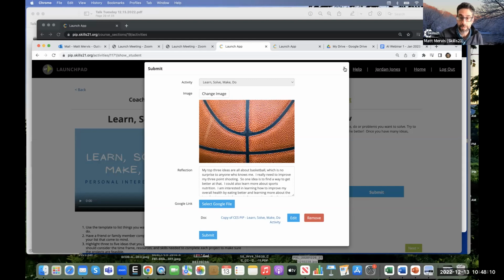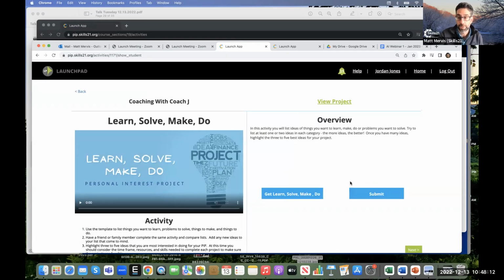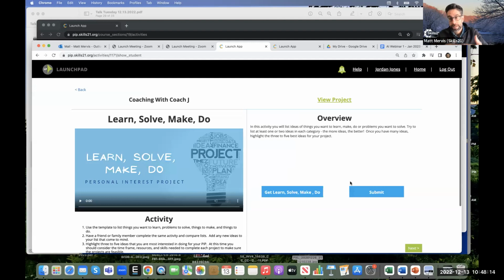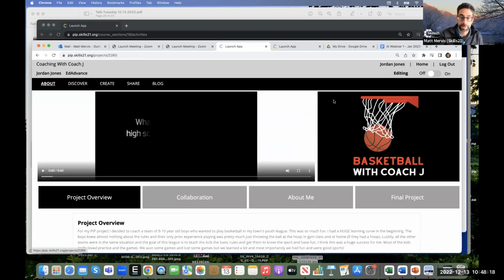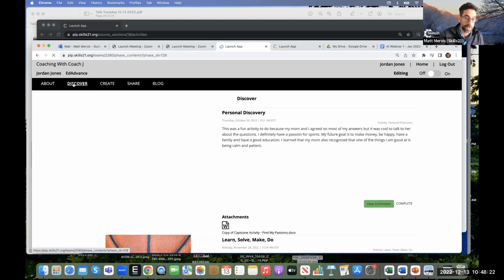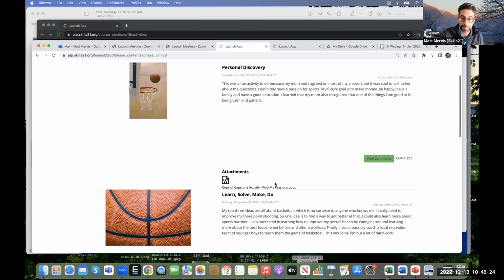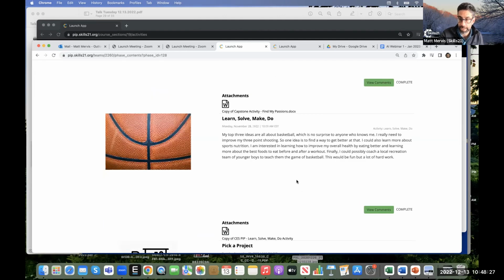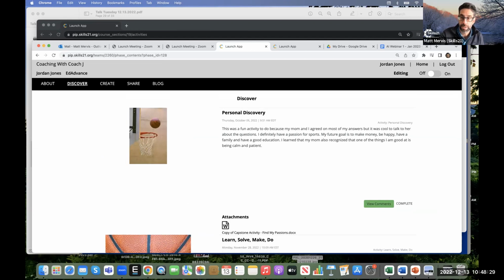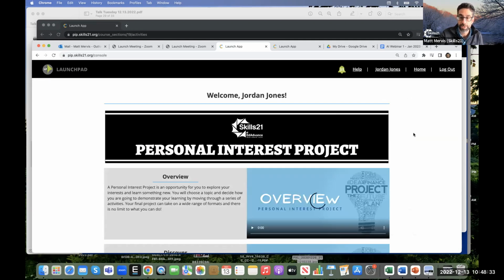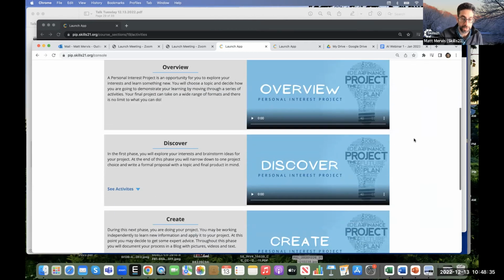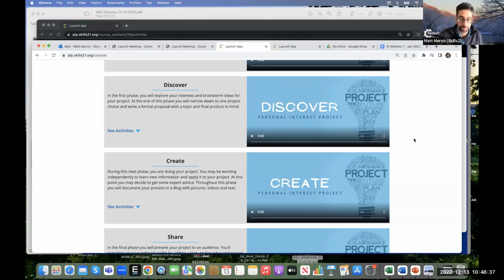And essentially what happens in the background is the students doing each one of those submissions, it's rolling up into a project portfolio. So if I click the little view project up here, this is a demo that we have, but you'll see the phases. There's discover, and there's that learn, solve, make, do activity that we were just looking at. So it's kind of a combination between a learning management system and a project portfolio all in one place, but with video of every step of the way so that students have support as they do that work.